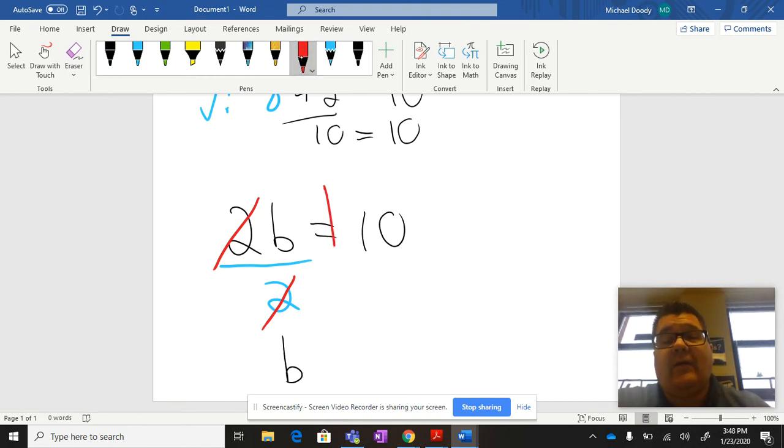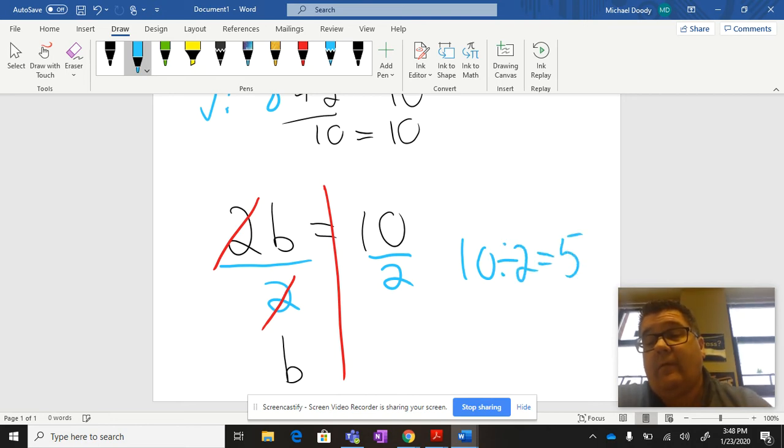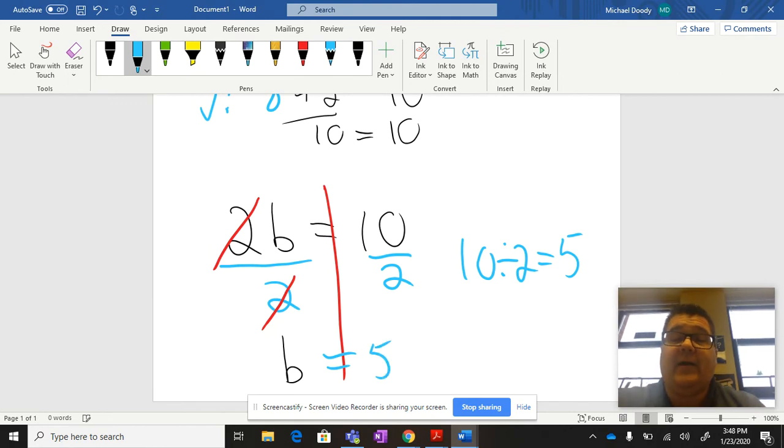But remember how I divided this equation? Whatever I do to the left side, I've got to do to the right side. So I'm going to divide this side by 2. We know that's 10 over 2, an improper fraction. 10 over 2 means 10 divided by 2. 10 divided by 2 equals 5. So that means b equals 5.